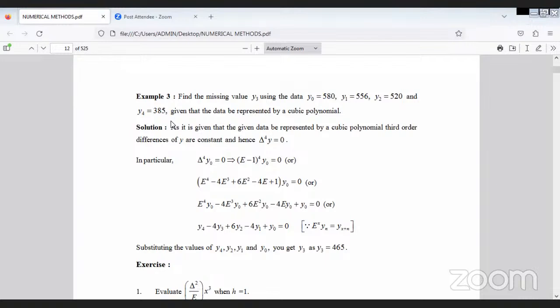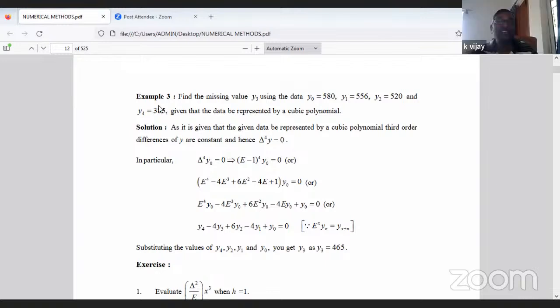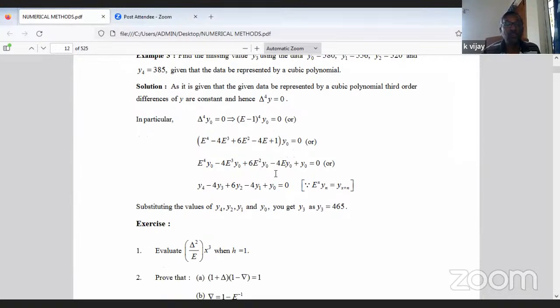I'm expanding (E minus 1) to the power 4 y naught. So E power 4 minus 4E cube plus 6E square minus 4E plus 1, applied to y naught. Multiplying with y naught: E power 4 y naught minus 4E cube y naught plus 6E square y naught minus 4E y naught plus y naught is equal to 0. So this is the value of y4, and with y0, y1, y2, y3 you can find the values the same way here.